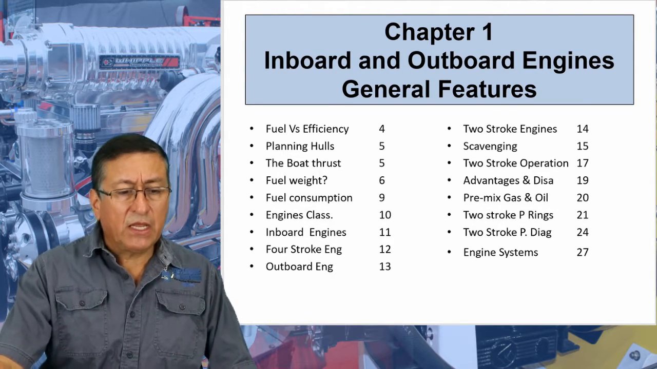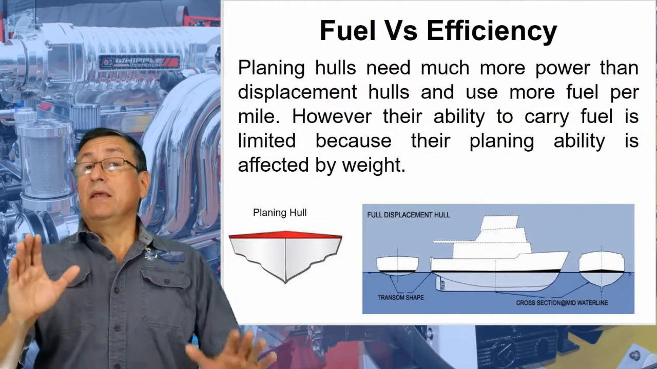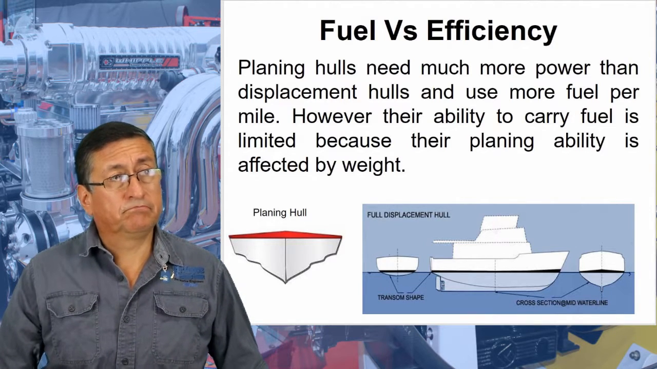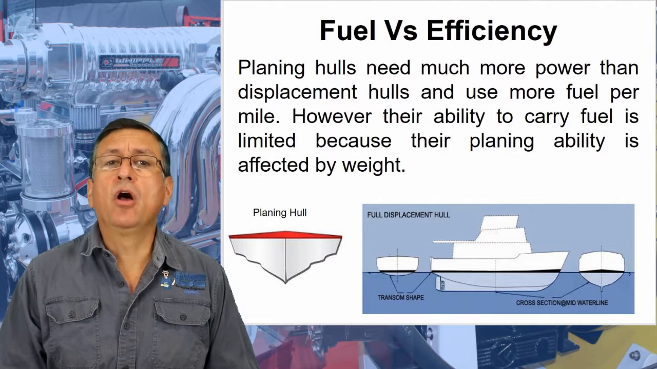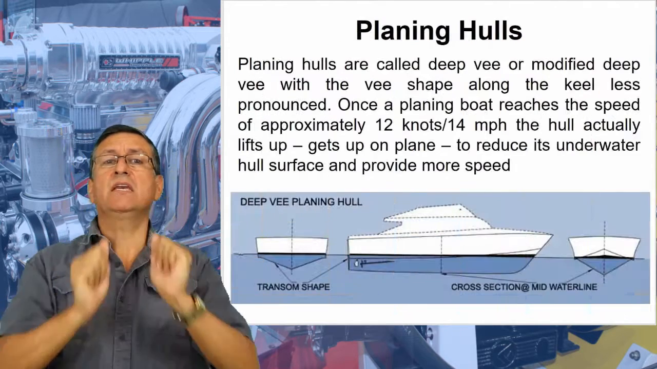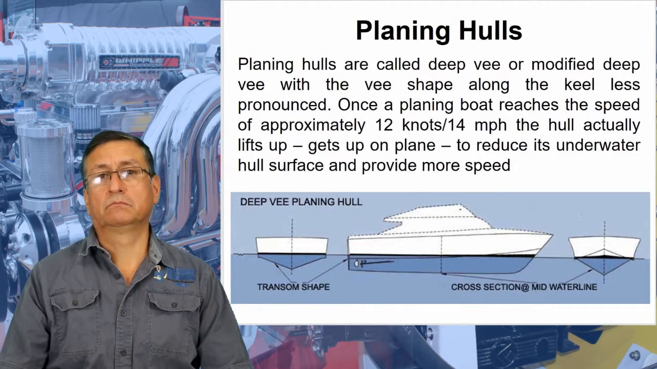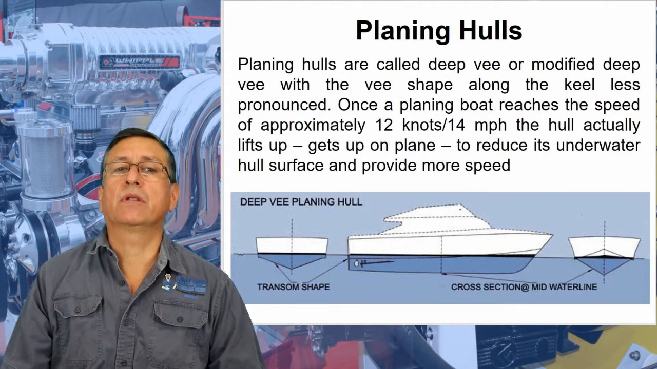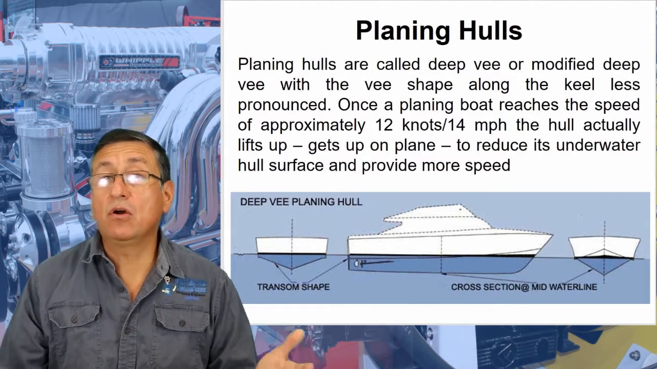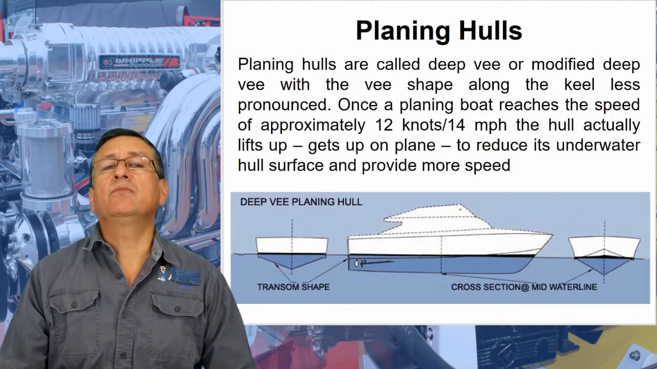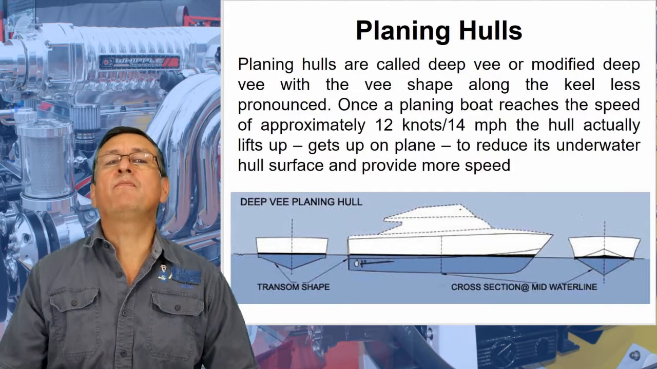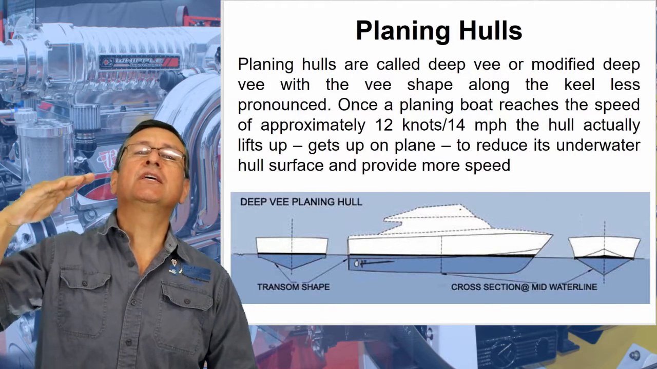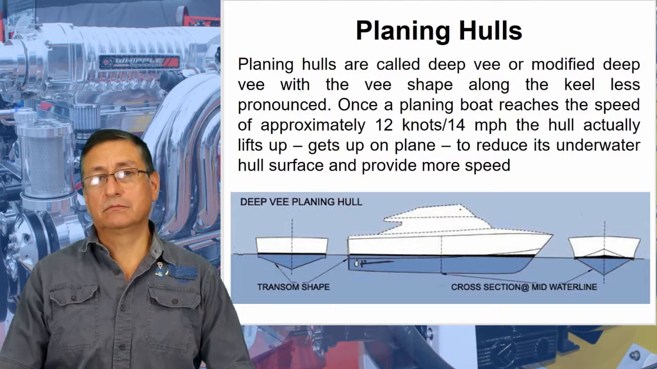in detail. Okay, my friends, for the majority of boats, the commercial pleasure boats, pleasure yachts, the hull is a V hull, like the hull that we have on the screen right now. Those are V hulls, but the inconvenience with V hulls is that they require a lot of energy, a lot of power to reach the cruise speed.